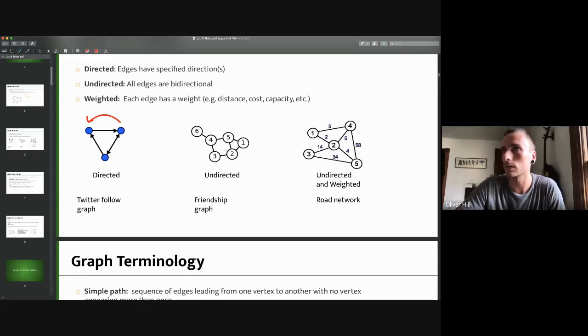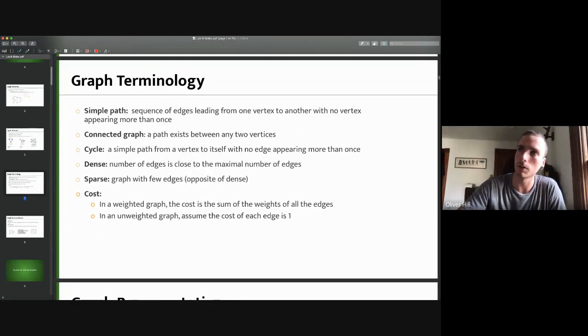So lots of graphs. Some simple terminology. We have a simple path, a sequence of edges leading from one vertex to another to another with no vertex appearing more than once. We have a connected graph, which satisfies the condition that a path exists between any two vertices. So from any vertex, you can get to any other vertex with a path. A cycle is a simple path from a vertex to itself with no edge appearing more than once, so you can make a cycle on the graph.